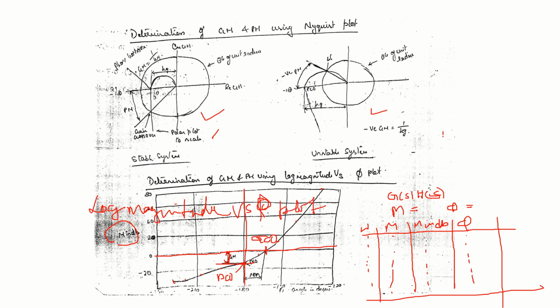Okay, done, sir. So that's how we can find system stability. And you also understood the relative stability business, right? The larger the gain margin and phase margin, the more stable the system is.